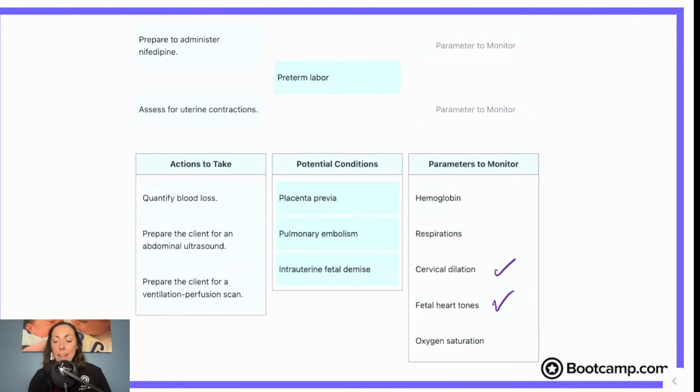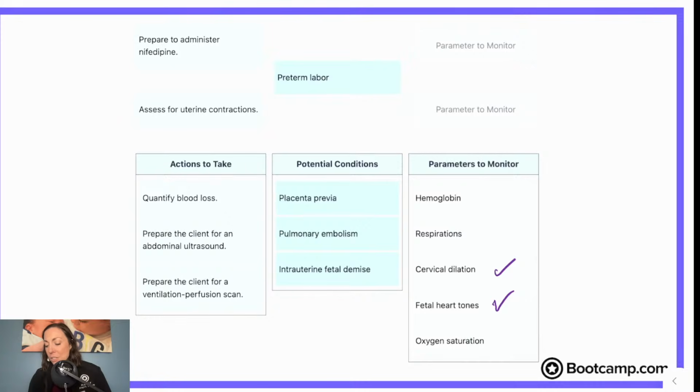But let's check our last one just to be sure here. It's going to be our oxygen saturation. So oxygen saturation, we're going to monitor on everybody, right? Definitely important to know, but it's not going to tell us if we've stopped this preterm labor, if she's progressing, and it's not going to tell us how she's tolerating that labor, how the baby's tolerating labor, right?